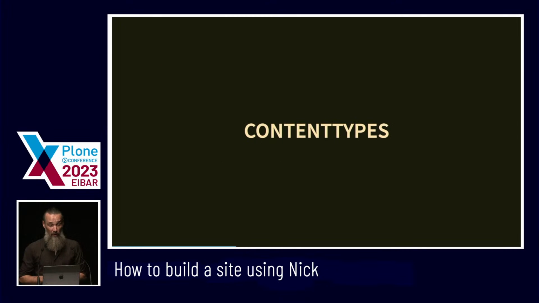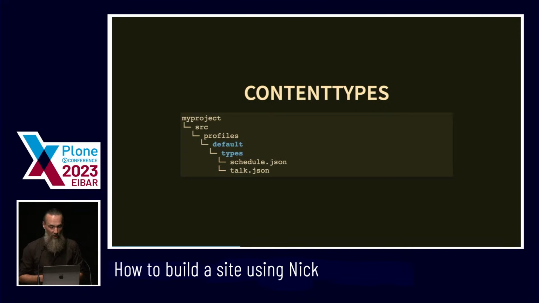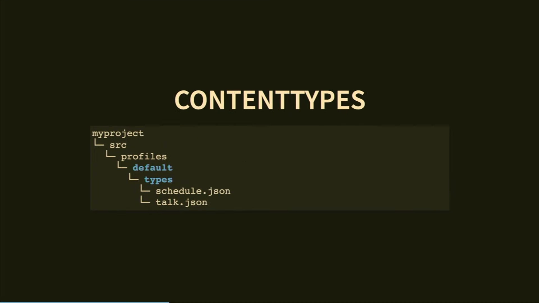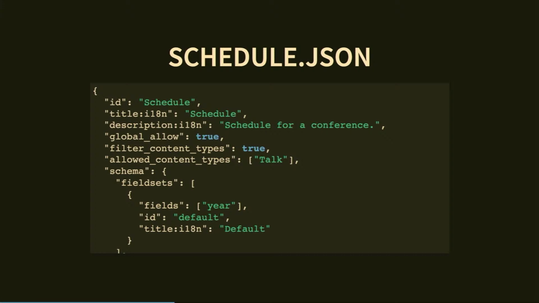So first up, content types. That's probably the stuff we are using the most. In this case, we have a profile with a types folder, and as I said, we have a schedule content type and we have a talk content type. Now, what do they look like? The basic one, schedule, is the simplest. It's a JSON schema, same as the REST API returns, so you might be familiar with the structure here.